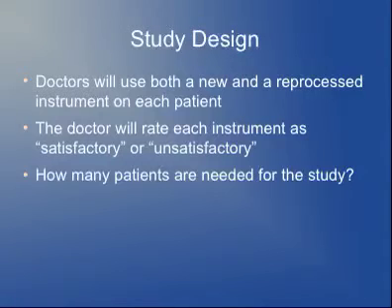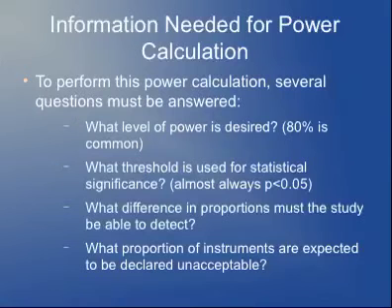And then at the end of the experiment, the doctor has to rate both instruments as either satisfactory or unsatisfactory. They want to see if the reprocessed instruments are more likely to be declared unsatisfactory. So my mom would know, so if we do this, can you calculate how many patients are needed for this study? And I had to ask a number of questions to perform this power calculation.